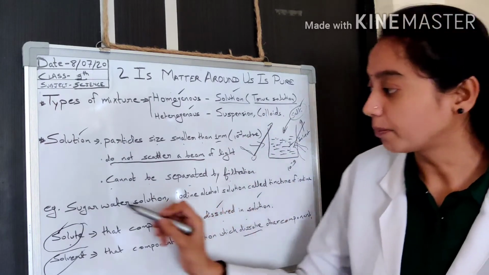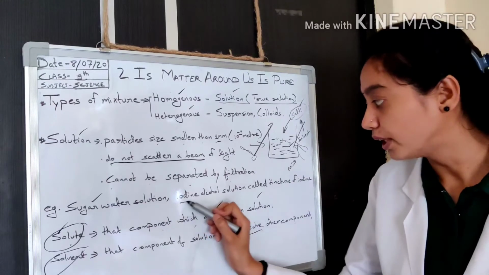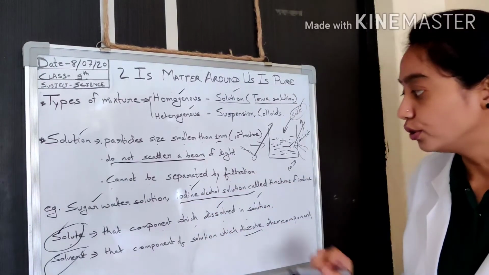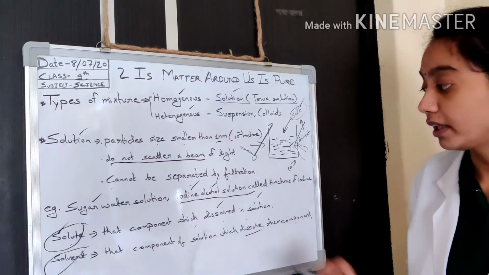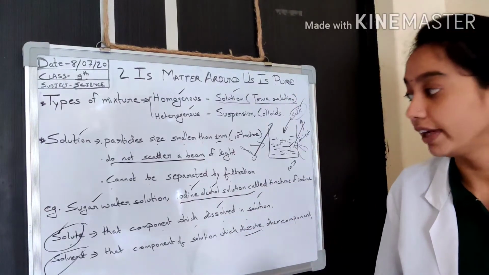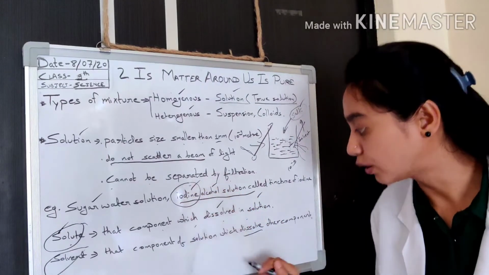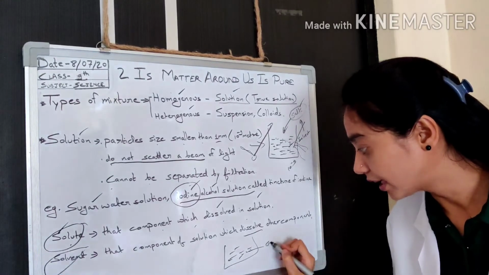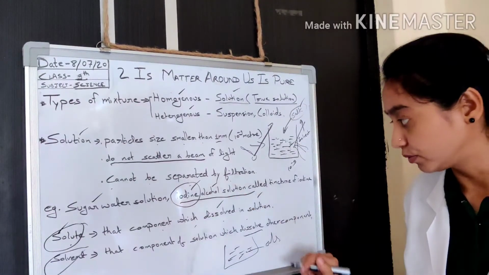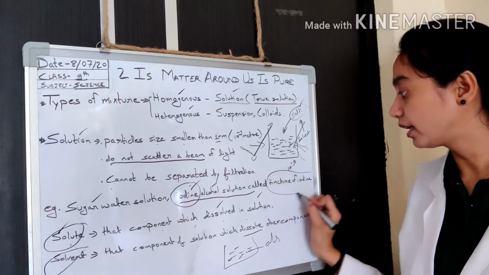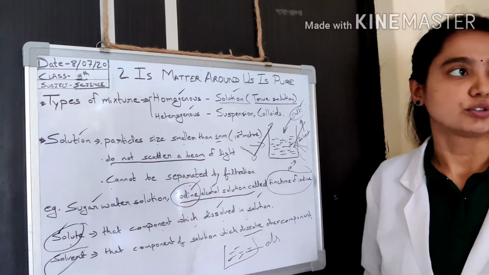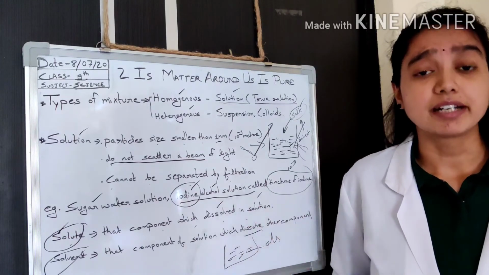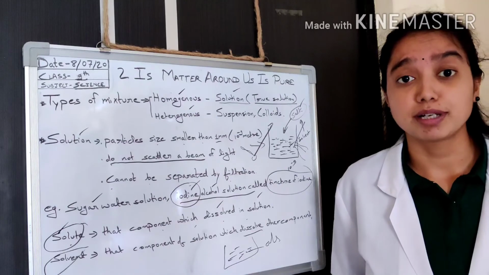Its examples are sugar-water solution and iodine-alcohol solution. Here iodine is called the solute and alcohol is called the solvent, because in alcohol, which is a liquid, we are dissolving iodine. So it is a tincture. We call it tincture of iodine. There are many more examples of this. Please write and study as many examples as possible.